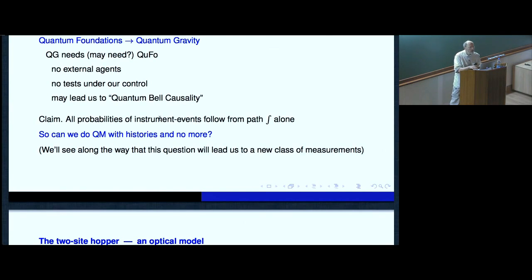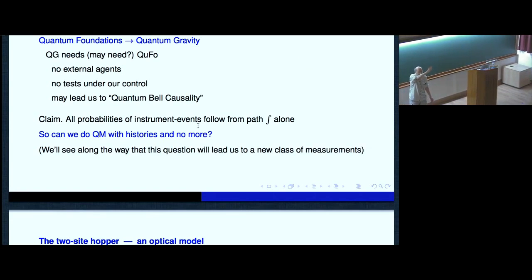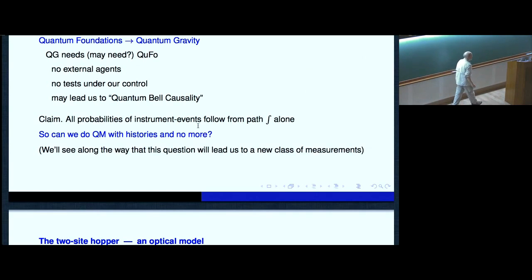But the claim is that every probability that anyone has ever computed using the Born rule for ordinary quantum systems can be done from the path integral alone, without reference to any of those other things that I talked about, like projection operators, collapse rules, and so on. Because all of those things in the end are probabilities of what I'm calling instrument events. An instrument event is an event that takes place in an instrument. For example, if the instrument is this idealized pointer, then the pointer moving this way is a particular event. The pointer moving this way is a particular other event.